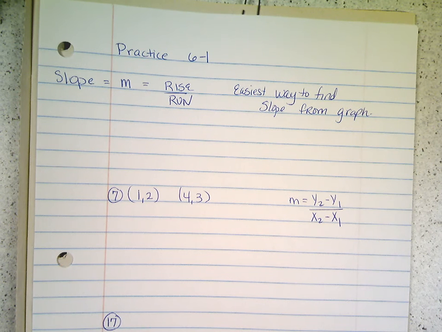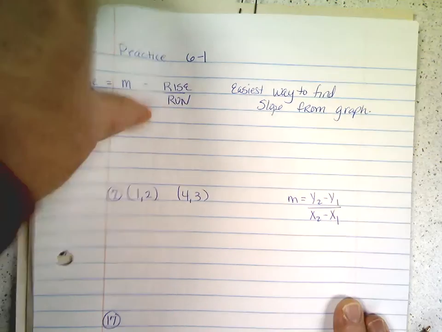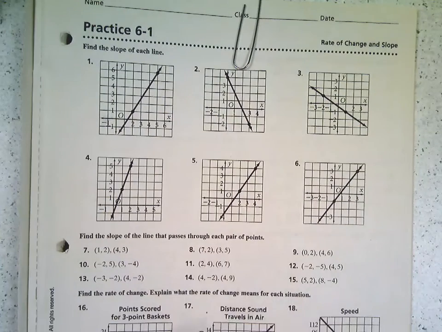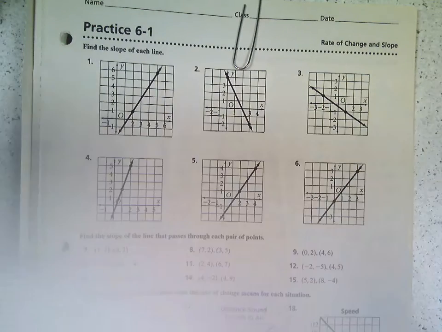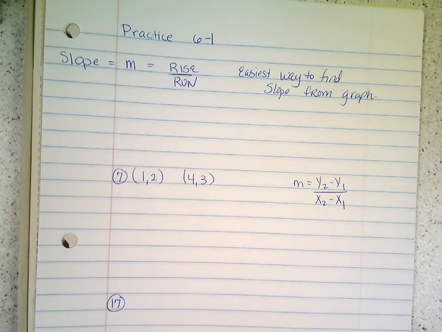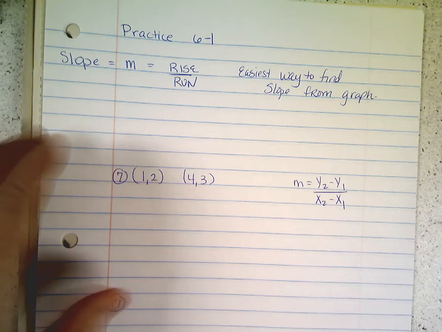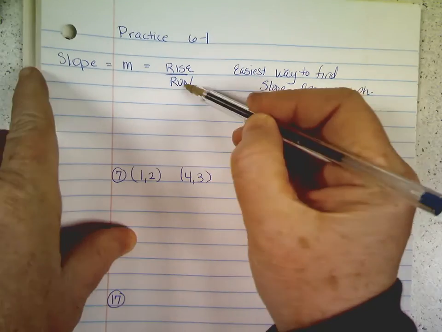Okay, this is a video to help remind you about slope. We're going to do practice 6-1, so you'll be getting this handout, and it'll go right along with that. The top says slope is equal to m, it's equal to rise over run. The easiest way to find the slope from the graph is to count the rise and the run.